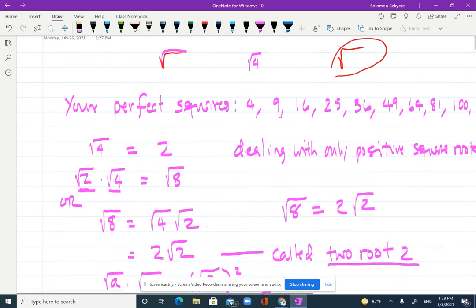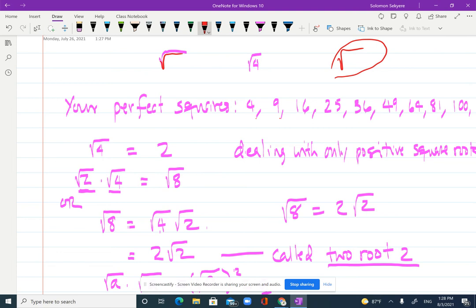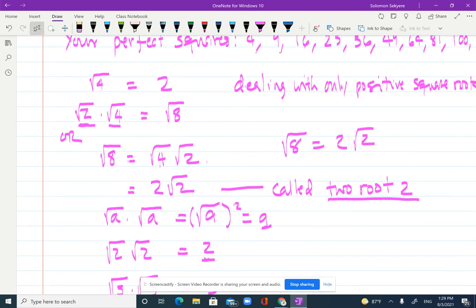So we see the square root of 4 is 2, right? If we multiply square root of 4 and square root of 2, it is the same as square root of 8. What if I gave you square root of 8 to simplify? It's also square root of 4 times square root of 2. Now, what is square root of 4? It is 2. So square root of 8 is 2 root 2. This is how we say 2 root 2.